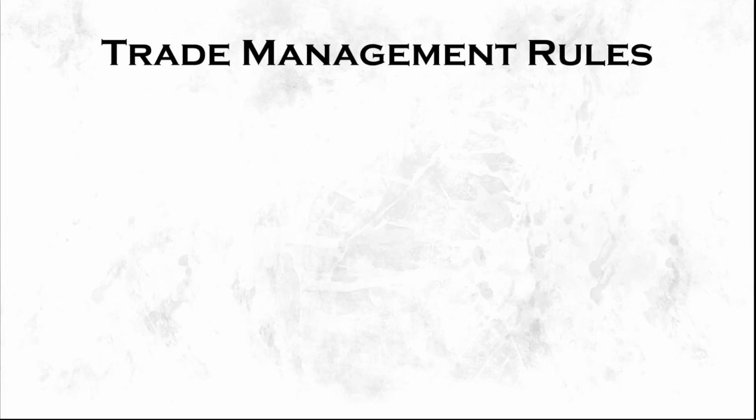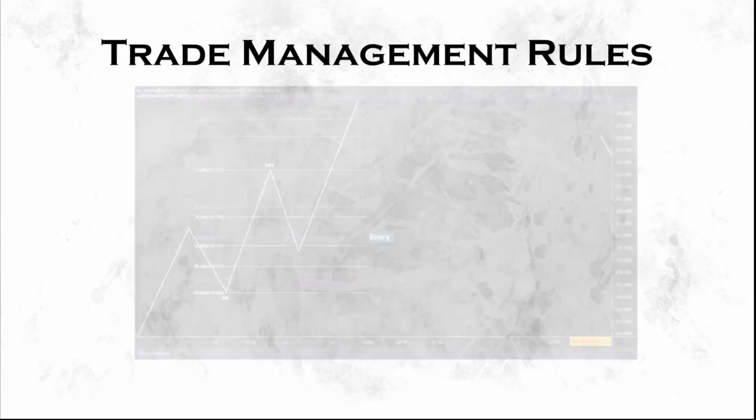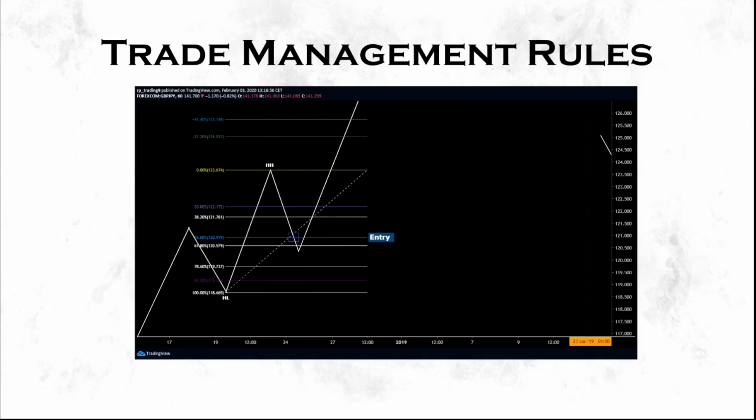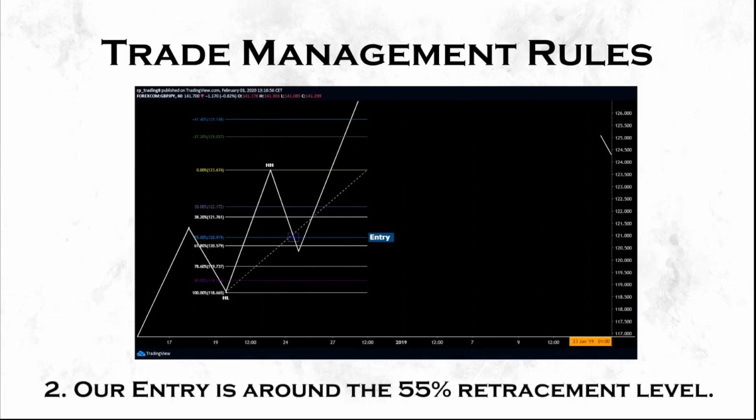And rule number 2, trade management rule number 2 is our entry is around the 55% retracement level. You can either set a pending order that gets triggered as soon as the market hits that area, or you can set yourself an alert and check the price action movement when price reaches the level. It would be great if you see some more confluence around that area, such as previous support or resistance or some kind of structure that will probably cause the market to bounce where you want to get in.